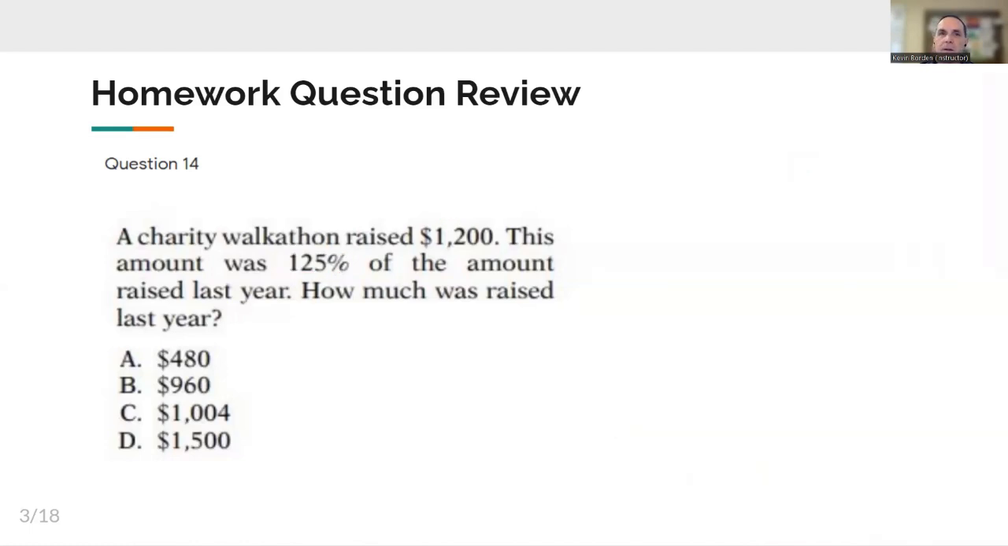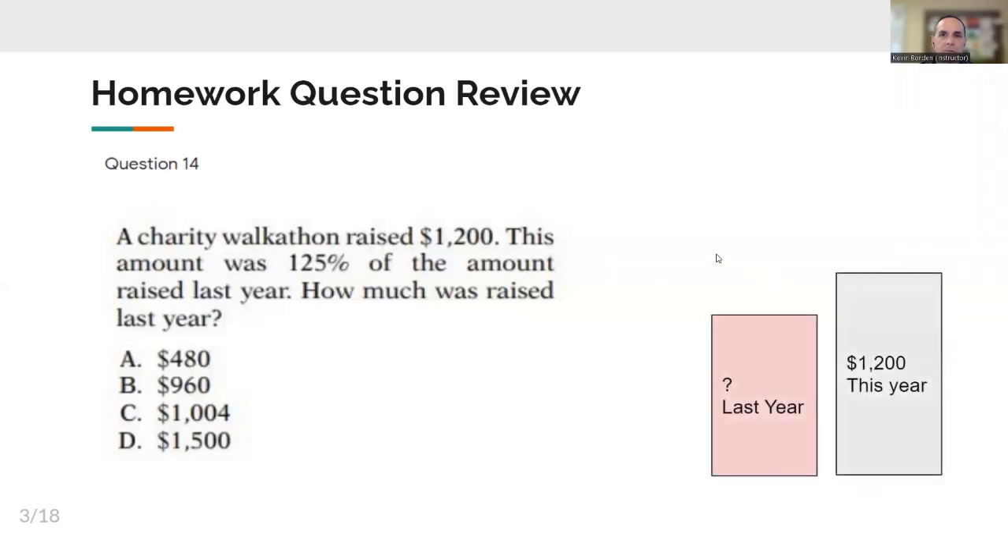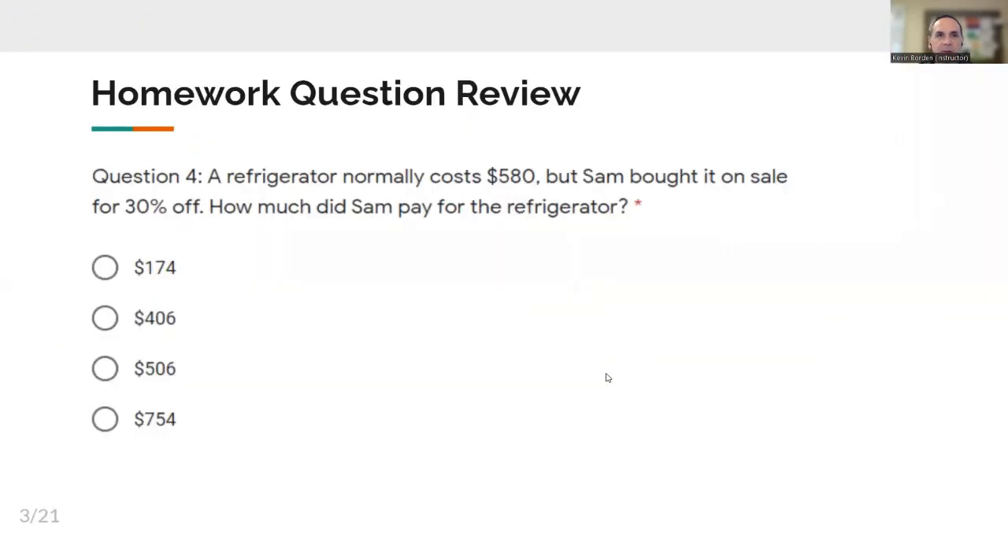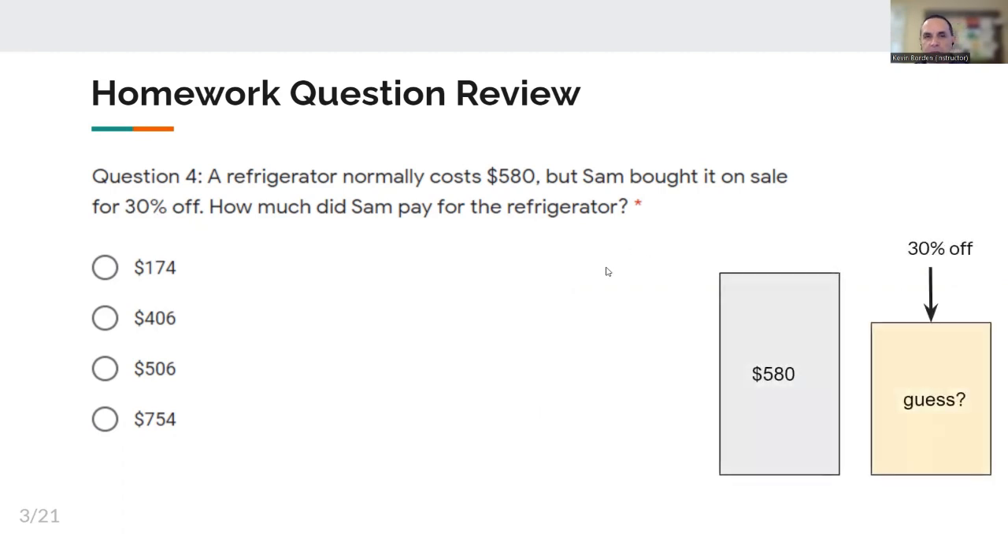Okay. Next question. This was my little picture. I forgot that I had a picture there. So our question was amount last year, 1,200 raised this year. A refrigerator normally costs $580, but Sam bought it on sale for 30% off. How much did Sam pay for the refrigerator? Let's look at my picture on this one.